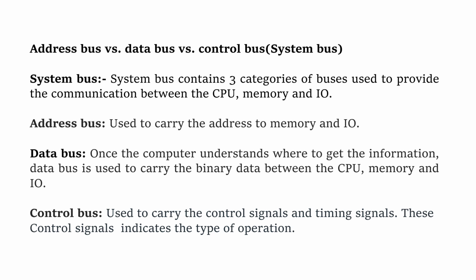And the data bus, once the computer understands where to get the information, that is, once it understands the address, the data bus is used to carry the binary data between the CPU, memory and the I/O. The control bus is used to carry the control signals and timing signals. These control signals indicate the type of operation.